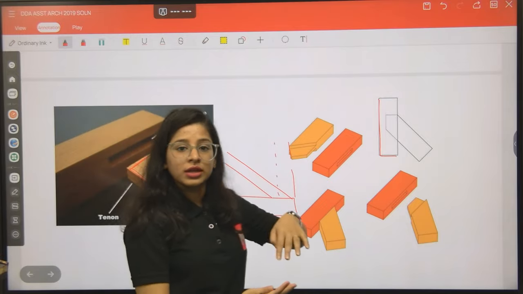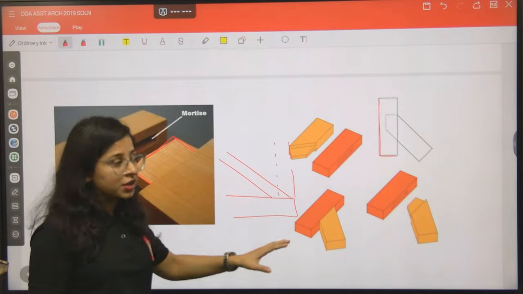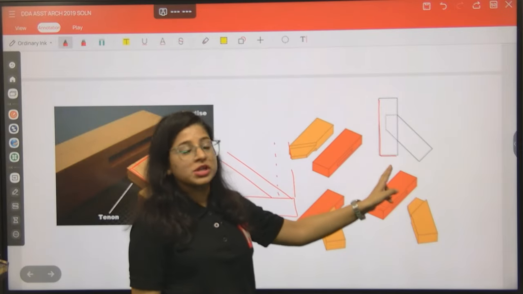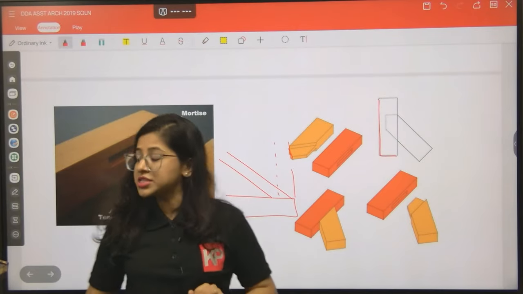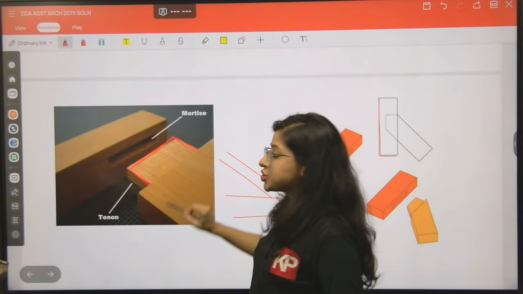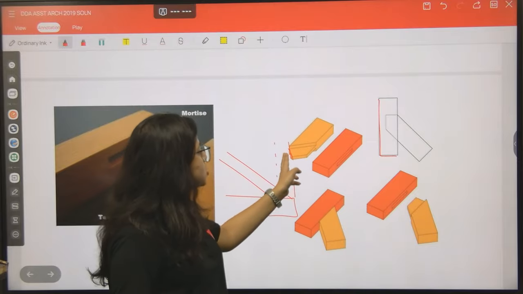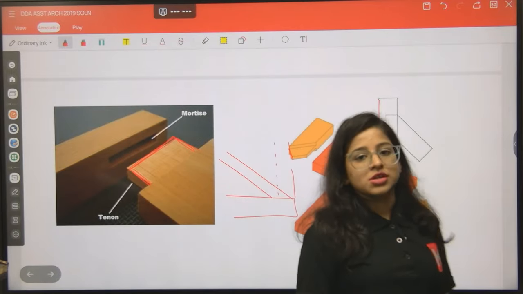So when you want to join an inclined member with a horizontal or a vertical member, you use an oblique mortise and tenon joint. Oblique mortise and tenon joint means here the tenon is like what? Straight, square shape. But here the tenon is oblique in shape, okay? So keep this shape in mind.